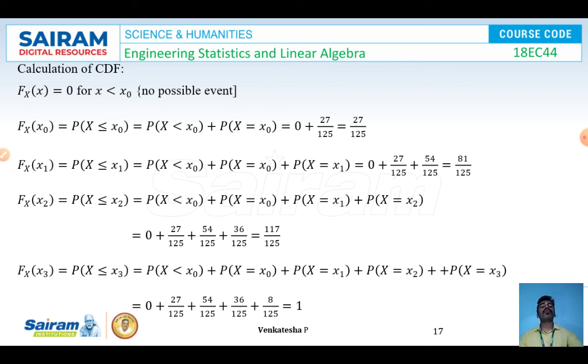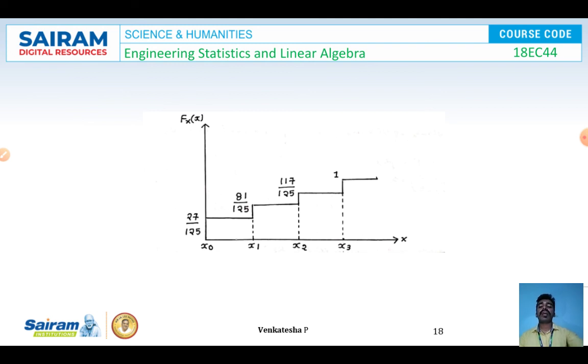So now finally I'm going to plot the CDF for the obtained CDF values. So at x0, x1, x2, I'm going to plot the CDF now. So take all the x0, x1, x2, x3 on the x axis and all these CDF values on the CDF axis. So at x0 I'm plotting 27 by 125. At x1 I'm plotting 81 by 125. At x2 I'm plotting 117 by 125. At x3 I'm plotting 1.